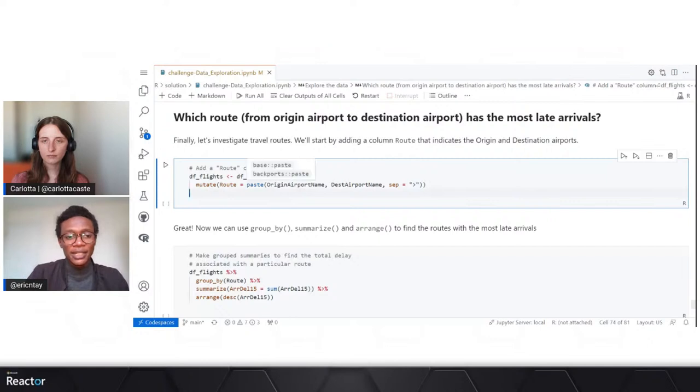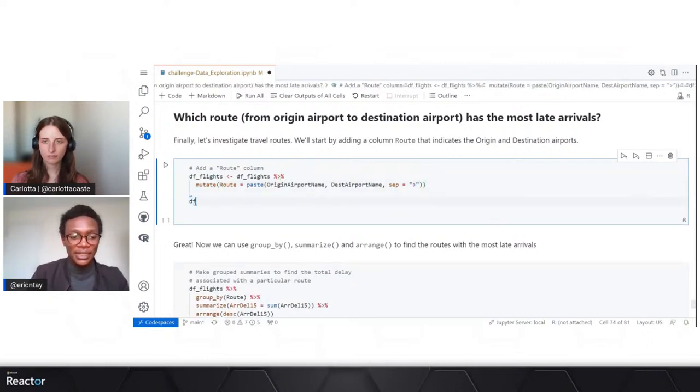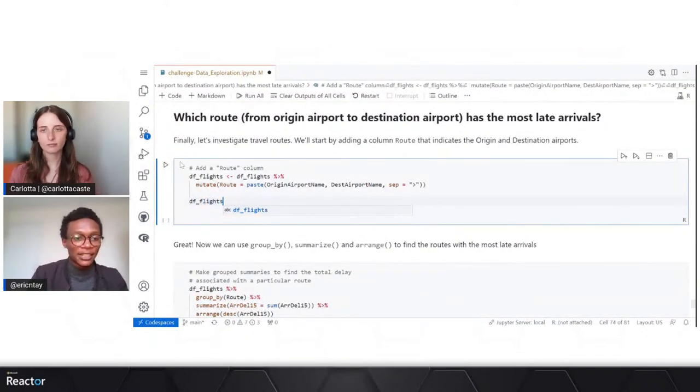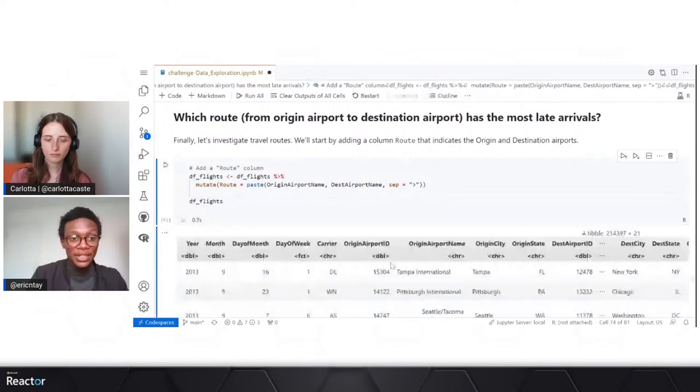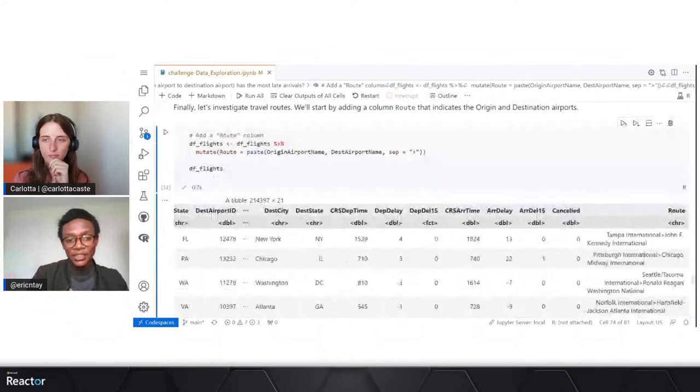For the route column, we use the paste command. What paste allows you to do is combine two strings together. If you remember, origin airport name and destination airport name are strings. So paste allows you to bring those two strings together and also provides a separator. What do you want to separate them with? You want to separate them using this greater than sign here, meaning origin airport to destination airport. So that's how we use mutate to create a new column entirely. Once we run it, you can see that we created a new column known as route that concatenates the strings of origin airport to destination airport.